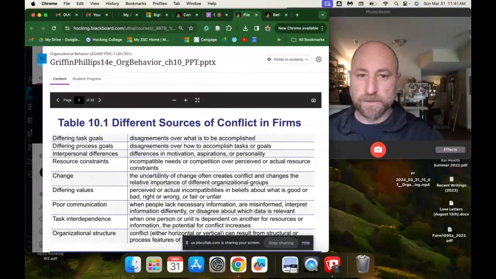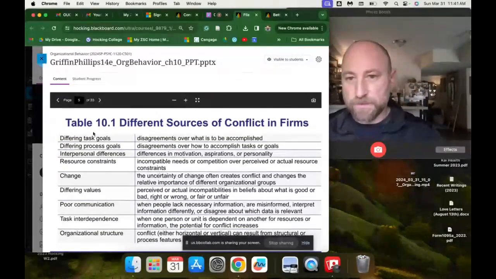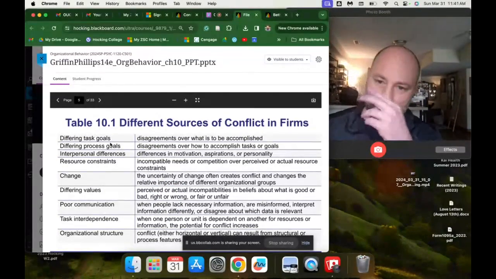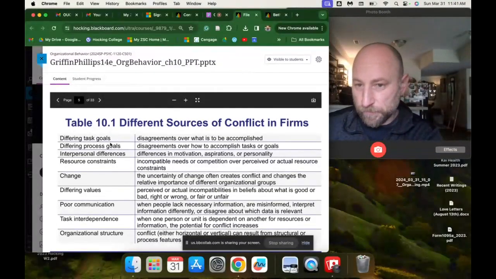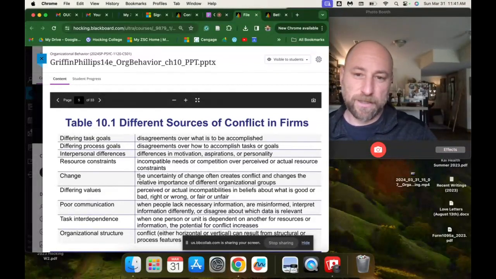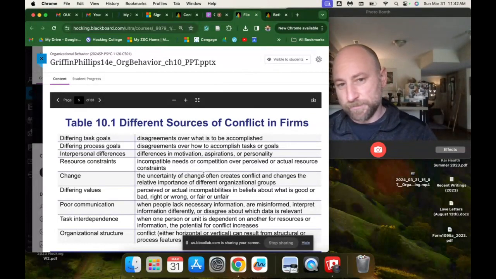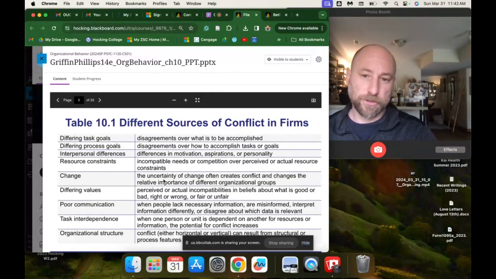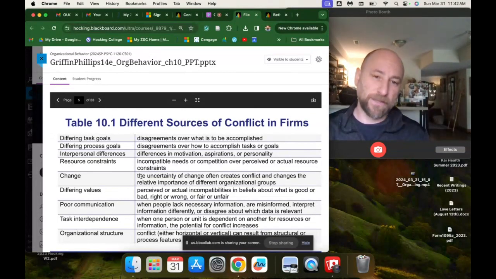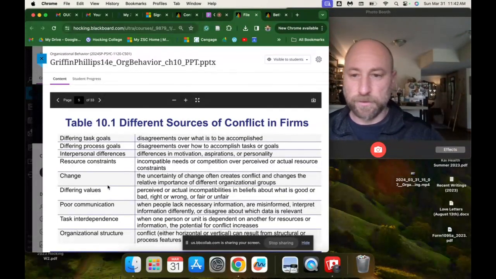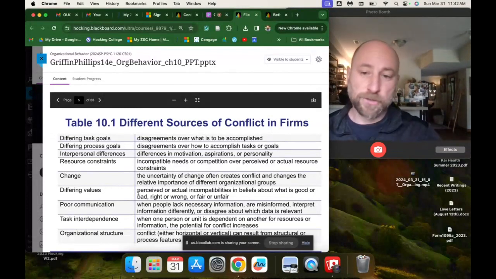All right, different sources of conflicts in organizations: differing task goals, differing process goals, interpersonal differences, resource constraints, change. Change is always scary and can often lead to conflict, right? Because uncertainty of change, basically that means anxiety, often creates conflicts and changes the relative importance of different organizational groups, right? So anytime there's change, there's anxiety. Anytime there's anxiety, fight or flight responses are activated, we're more likely to engage in conflict with others. We're less likely to be rational, to be thinking clearly.